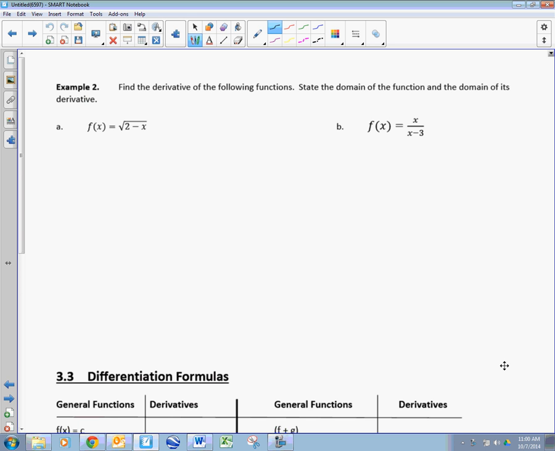Find the derivative of the following function. State the domain of the functions and the domain of its derivative. So when it says find the derivative, we do this. F prime of x is equal to the limit as h goes to 0 of f of x plus h minus f of x all over h.